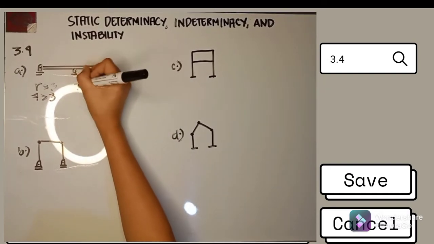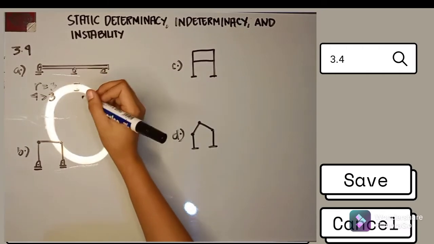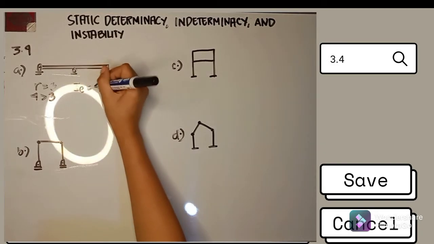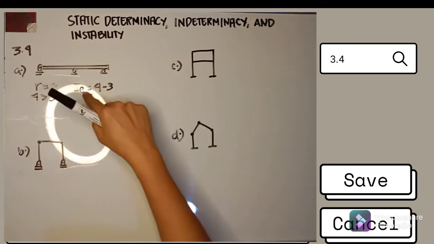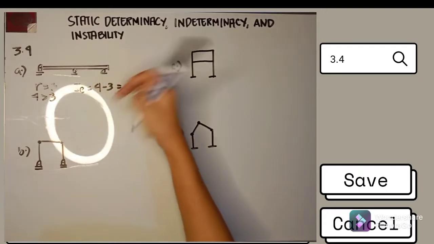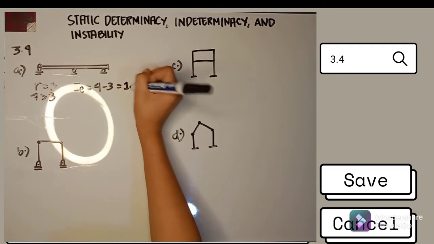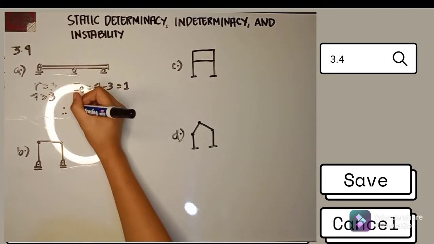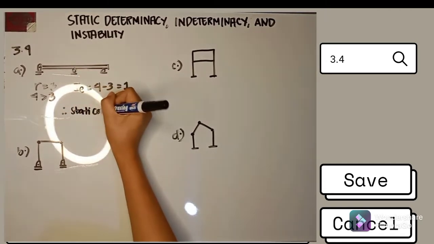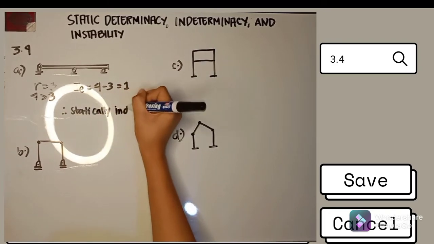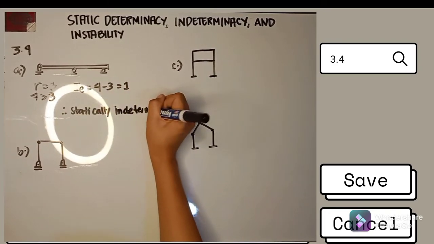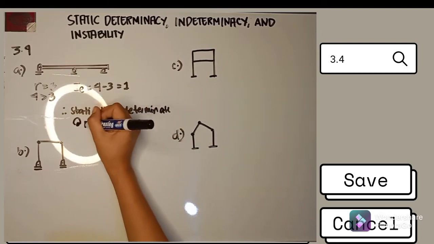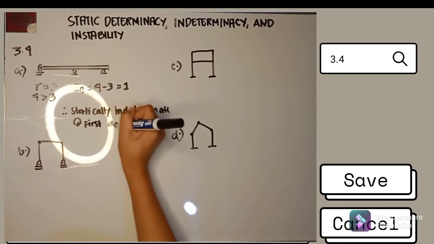So, let's find the degree of external indeterminacy. 4 minus 3 is equals to 1. Therefore, this beam is statically indeterminate at first degree.